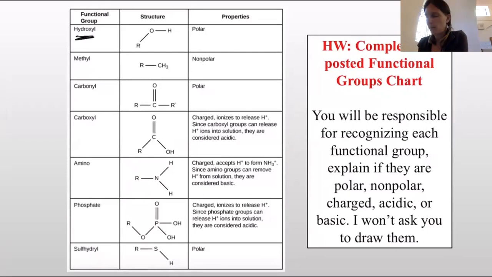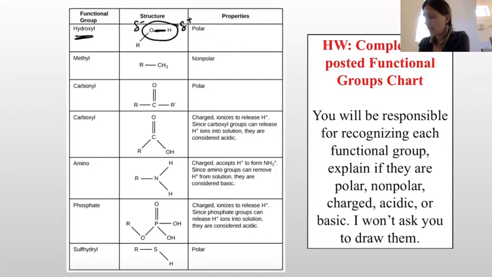Hydroxyl up here, we have an OH. An OH by definition has a polar covalent bond in it. So they're polar, meaning the oxygen is slightly partial negative and the hydrogen partial positive, making it polar. Methyl, we only have CH groups, CH bonds, so those are all nonpolar.